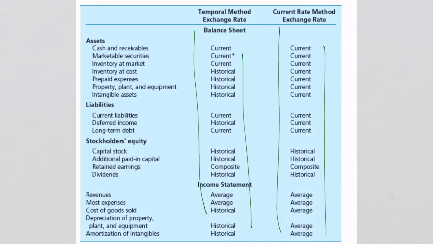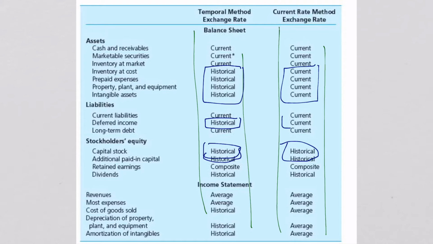There's some differences where you have historical costs occurring in a bunch of accounts compared to the current rate method, where it doesn't always follow the same result. And then concentrate on this too, because if you concentrate on the circled items, then you're going to probably be able to answer most of the questions when we get to them in just a minute.